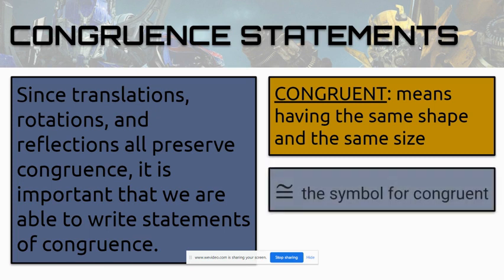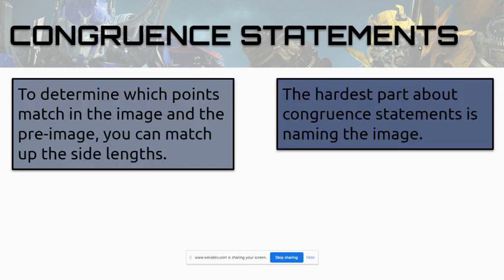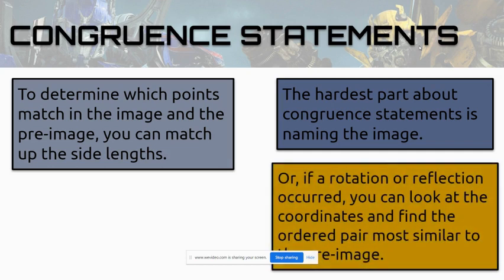The symbol for congruent is an equal sign with a squiggly line on top. And the hardest part about congruent statements or congruency statements is naming the image. Once you've named the image, it's super, super quick and super easy. To determine which points match in the image and the pre-image, you can match up the side lengths. Shortest side goes with shortest side, longest side goes with longest side. Or if it's a rotation or reflection, you can look at the coordinates and find the ordered pair most similar to the pre-image. That doesn't quite work for translation, but that's okay because translation is actually the easiest to write a congruent statement for.